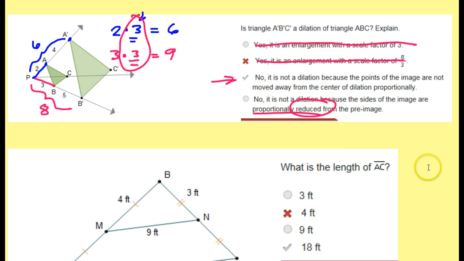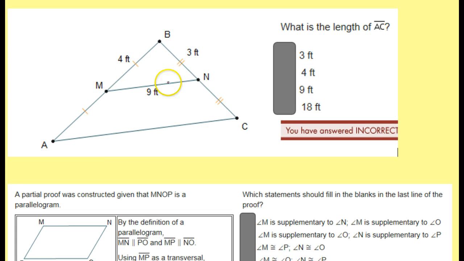And there you go. All right. To solve this next problem, we need to pay attention to these markings. See the single mark and another single mark. That means that if this is 4 feet, then this is also 4. And so these are also the same over here. So if that's 3, then this is 3 as well.